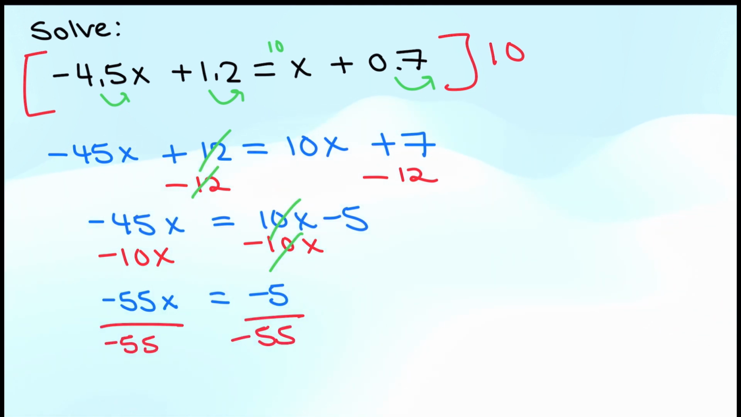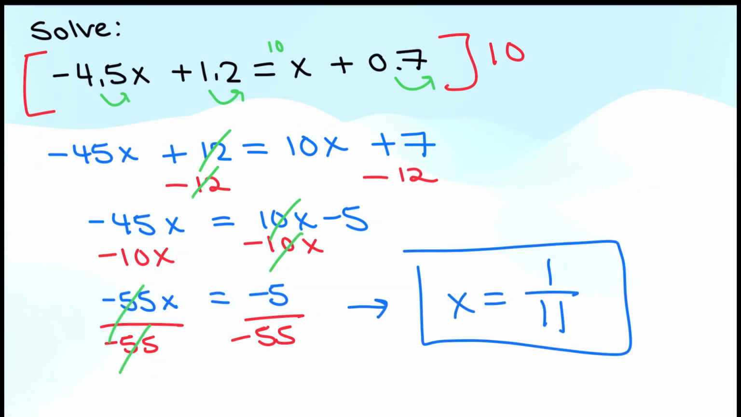Finally, to get x by itself, I divide both sides by negative 55. So x equals negative 5 over negative 55. We have a negative divided by a negative, so that's going to be a positive number. And this is a fraction that we can reduce. 5 and 55 are both divisible by 5. 5 divided by 5 is 1. 55 divided by 5 is 11. So final answer, x equals 1/11.